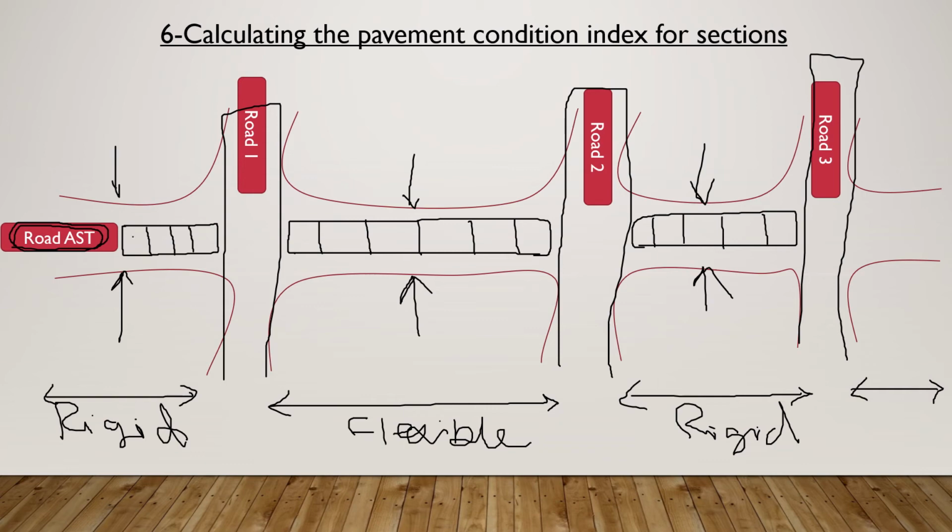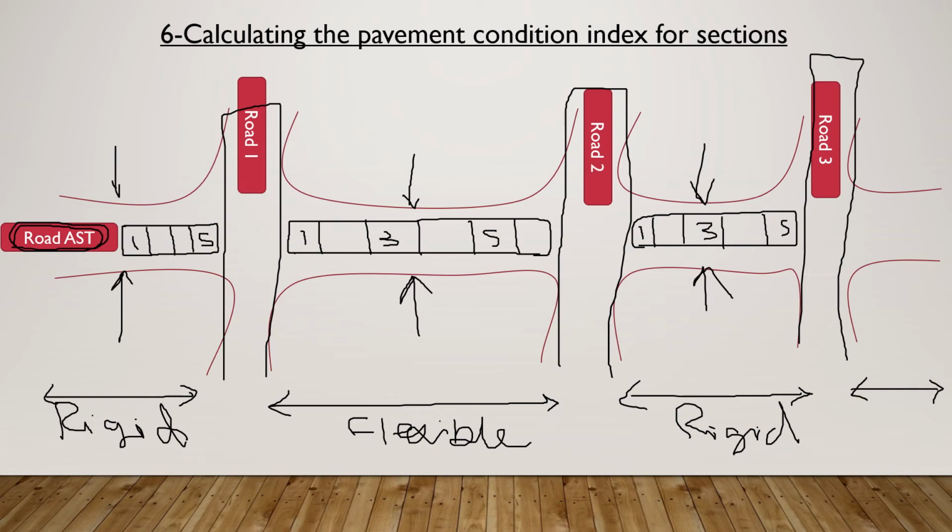For example, you will study here the first sample and the last one. In the flexible pavement section, you will study the first, the third, the fifth. In this section you will study the first, the third, and the fifth. And now we need to present your PCI for this road.